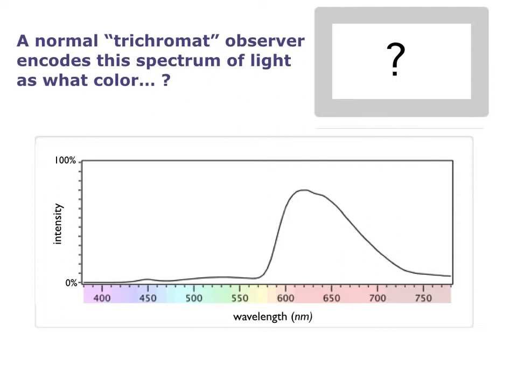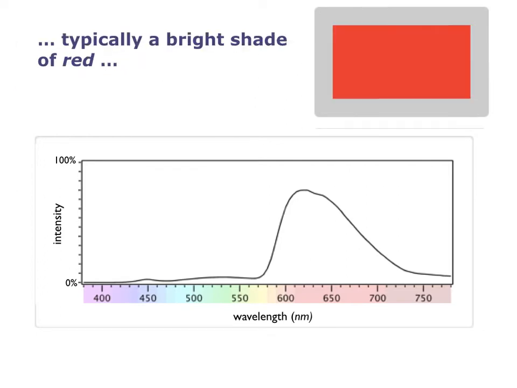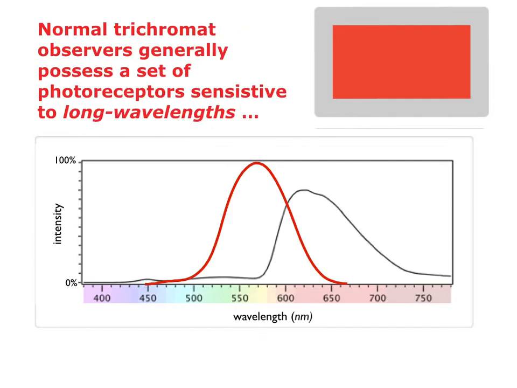You might ask, how does the perception of color depend on these photopigment types that an observer has? Well, here you see a physical measurement of a specific patch of color with wavelength and intensity. But can we tell from this curve alone what the color of this particular patch will be? The way a trichromat observer encodes the spectrum of light depends on their cone classes, and it will typically be seen by a trichromat observer as a bright shade of red.